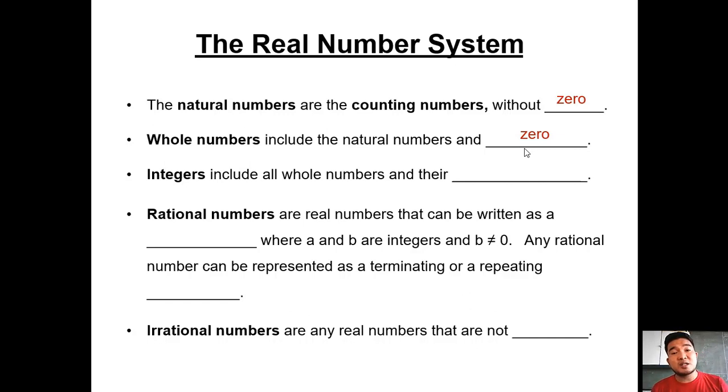And then here comes the concept of 0. Pumasok na si 0, kaya nagkaroon na tayo ng whole numbers. So kapag kasama na si 0, then that is already a whole number, the set of whole numbers. And take note na lahat ng natural numbers ay whole numbers din. Okay? And then, integers include all whole numbers and their opposites.